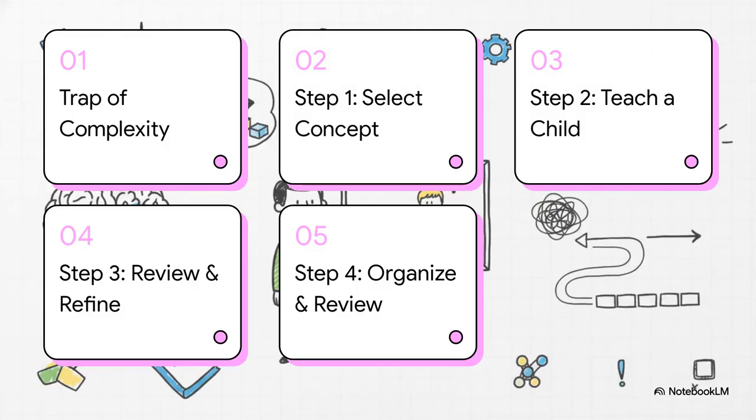Okay, here's our roadmap for today. We'll start with number 1, the trap of complexity. Then, step 1, select a concept. Next, step 2, teach a child. Moving on to step 3, review and refine. And finally, step 4, organize and review. Let's get right into it.